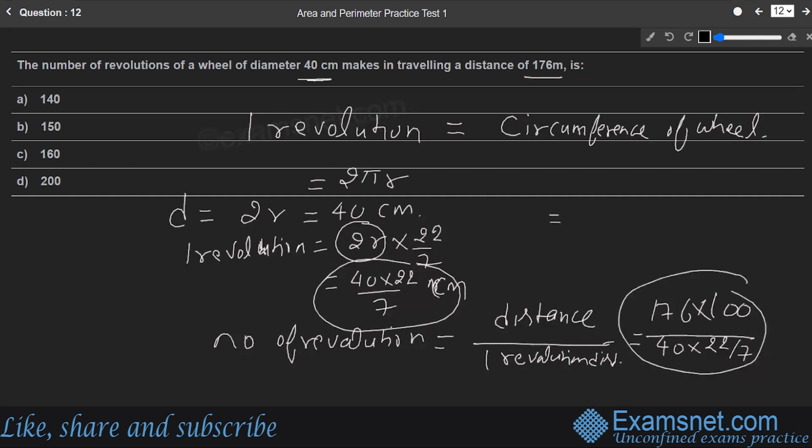If we solve this further, it comes out to be 176 into 100 into 7 divided by 2 into 22 into 20. After solving, this value comes out equal to 140. So that is the number of revolutions the wheel has to take to cover a distance of 176 meters. So that is the answer, option number A.